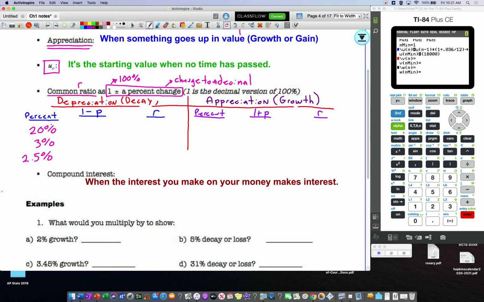Now, how do I write it as a decimal? Remember, for 20%, you move the decimal place over 2 spots. So it's like saying 1 minus 0.20, and you get that R, the common ratio, is 0.8. Later on in 1.3 and 1.5, it's going to be okay to leave it in this form, 1 minus 0.20.